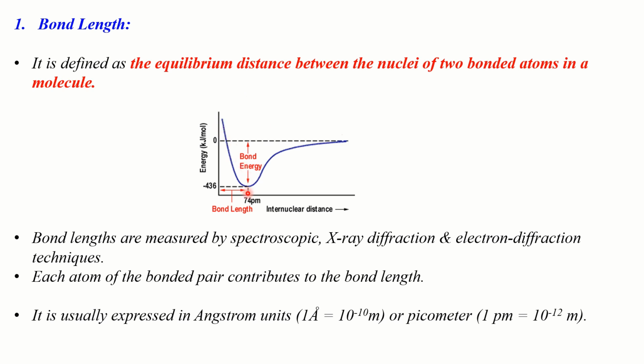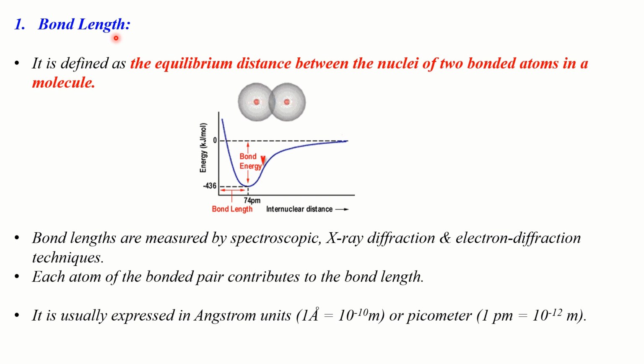Thus, you can see that the forces of attraction between the two atoms is equal to the forces of repulsion between them at a certain equilibrium distance, and the system is found to possess the minimum energy possible at this distance. Okay, in other words, the system remains stable at equilibrium distance. Okay, this is the equilibrium distance. Okay, so this equilibrium distance between the nuclei of two bonded atoms in a molecule is defined as its bond length.